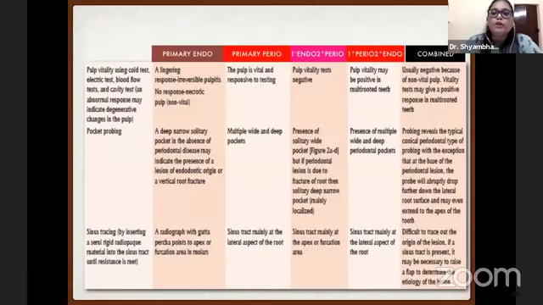Now coming over to pulp vitality. Pulp vitality usually can be done using cold test or electric pulp testing. So in case of primary endodontic cases, a lingering response might be seen in case of irreversible pulpitis, or there can be no response in case of necrotic or non-vital pulp. In primary periodontal cases, the pulp is vital. Most often it is vital, and the response to testing is positive.